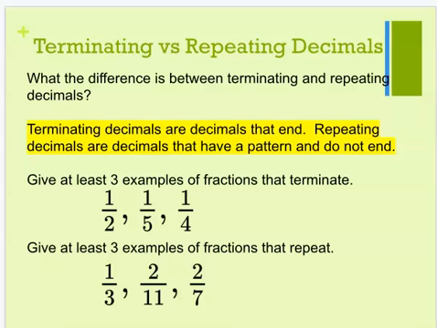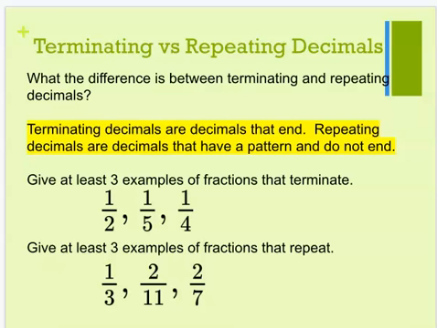And then at least 3 examples of fractions that repeat. Well, 1/3 would be a 0, a decimal point, and 3's repeating. 2/11 would be a 0, a decimal point, and 18, 18, 18 repeating. And then 2/7 would be 0.285714, and then it repeats again. So the repeating digits are 285714. So that's the difference between a decimal that repeats and a decimal that terminates.